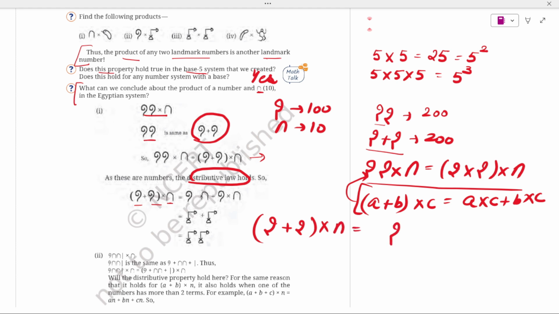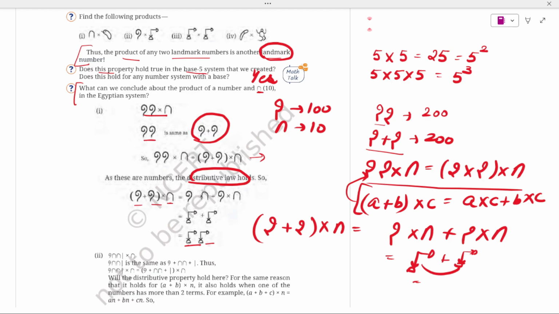It can be written as this into this plus this into this, which is what? Okay, and they are presenting their answers in symbols. These two symbols can be presented as, yeah. So this is their way to count, to use arithmetic operations while using the landmark system under the base system. Okay, this is their way.